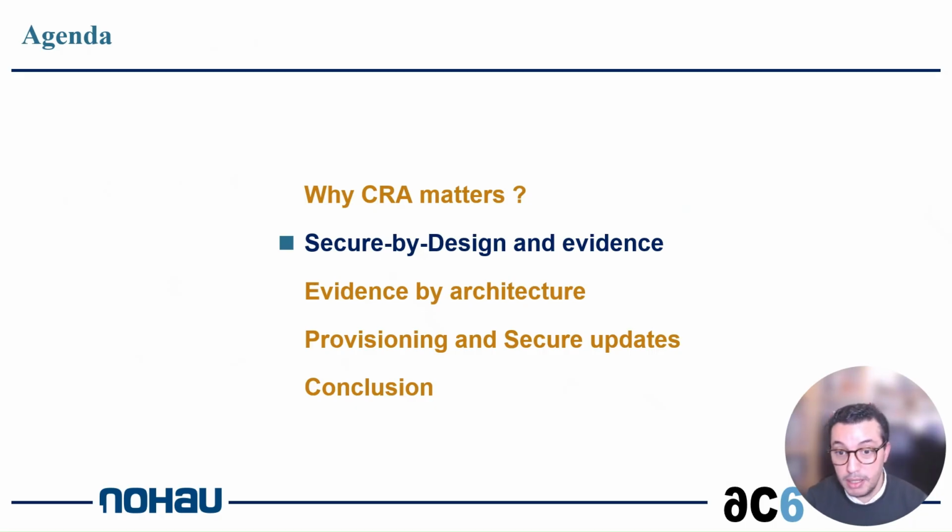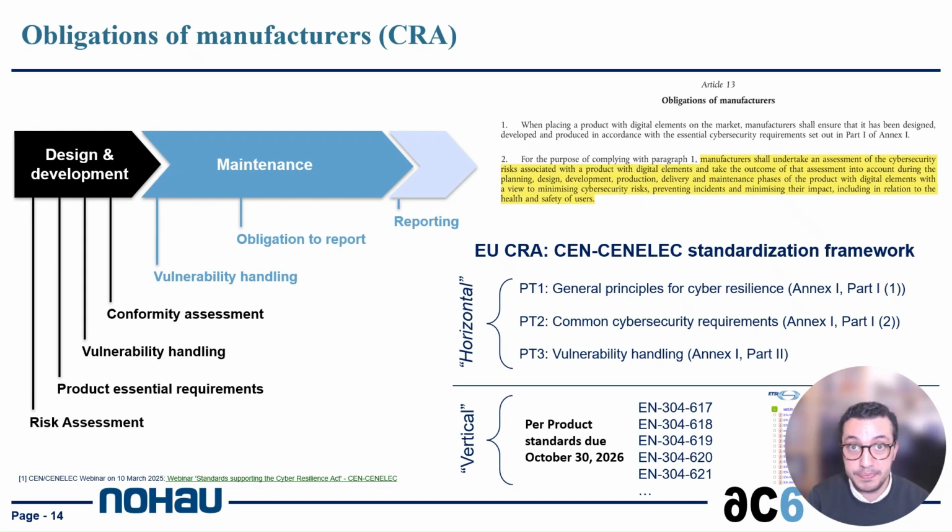So now let's talk about secure by design and evidence. I was saying that we are going to see PT1, PT2, so I'm going to give you an overview of it. Article 13 of the CRA requires that any product with digital elements placed on the market is designed, developed, and produced in line with the essential cybersecurity requirements of Annex 1, that we will see later. It also requires a cybersecurity risk assessment, and that its results guide us through the entire life cycle, which is design, development, production, delivery, and also maintenance.